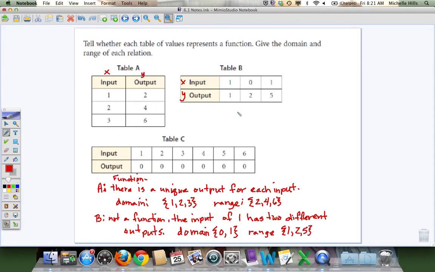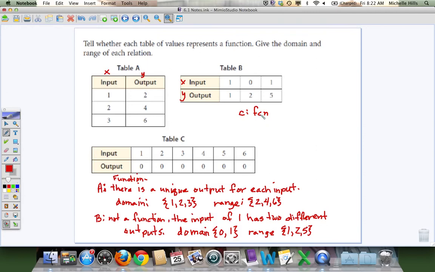I'm going to have to go up here for C. Your paper's set up a little differently. So C. Again, if the input is never repeated, it can't have more than one output. The output of 0 has all kinds of different inputs. That's okay. This is a one-way street. The input can't have more than one output. So it's a function.